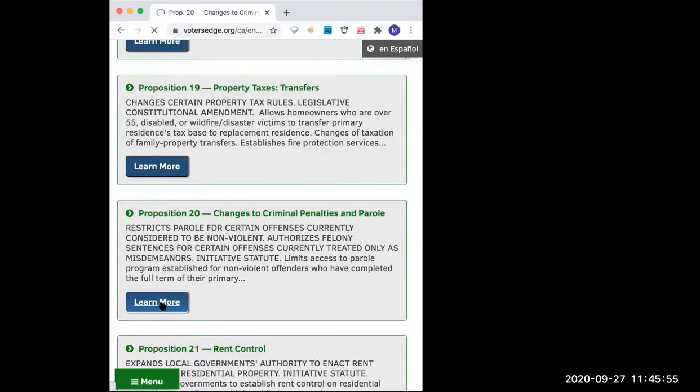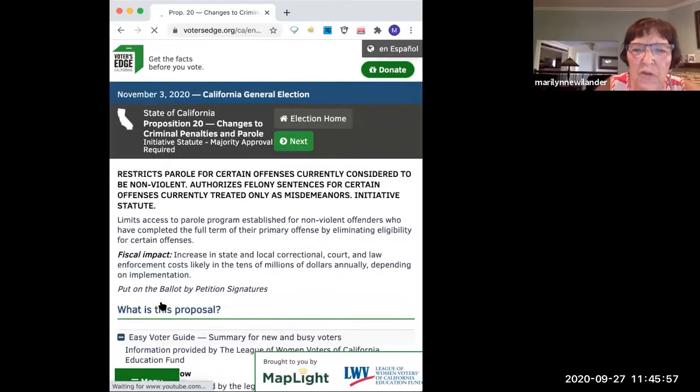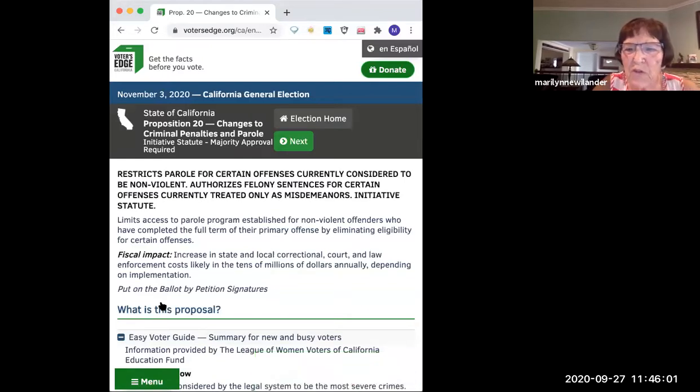So I'm going to be doing proposed changes to restricting parole for certain offenses currently considered to be nonviolent. It authorizes felony sentences for certain offenses currently treated only as misdemeanors and initiative statutes. So a combination, probably all of you remember that back when the courts required that California reduce our prison population because it was severely overcrowded.